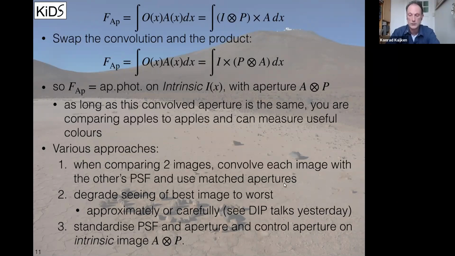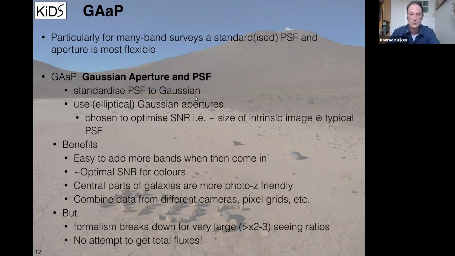And that's the approach that we're taking for our photometry in KiDS. So this is the technique that we're calling GAAP, Gaussian Aperture and PSF photometry. And it's really very useful if you're combining many bands with a spread of point spread functions, which is not too large, but is certainly large enough to worry about. So we standardize the point spread functions to Gaussians, and we use Gaussian apertures, which can be elliptical, to do all our photometry. And it's nice and flexible.